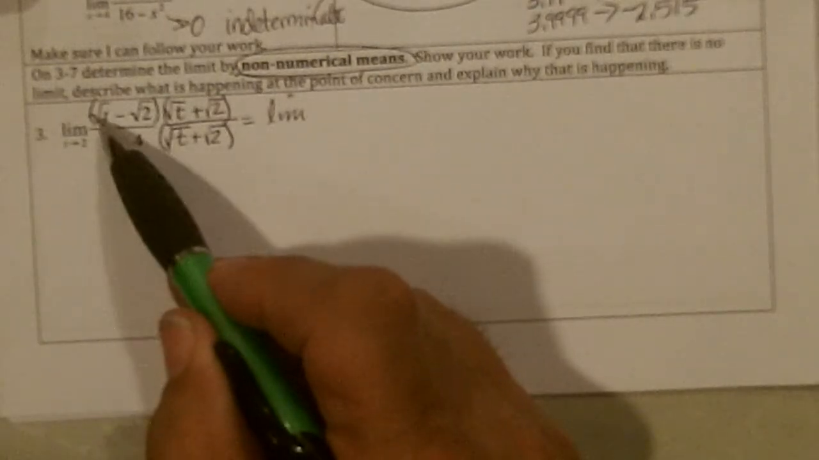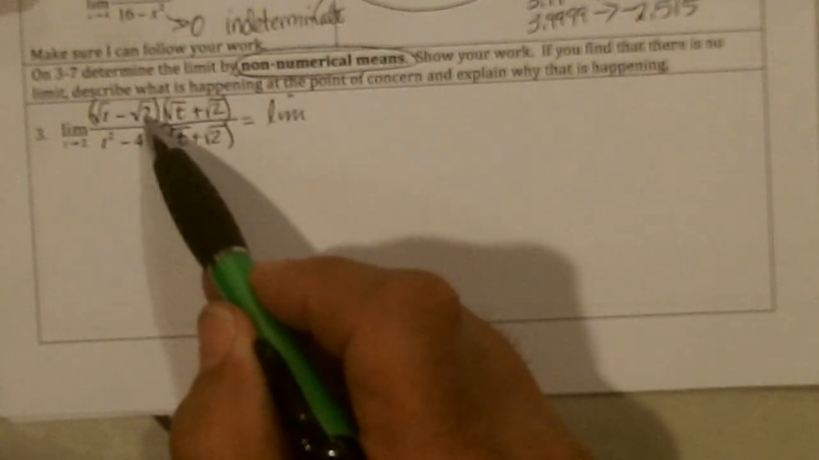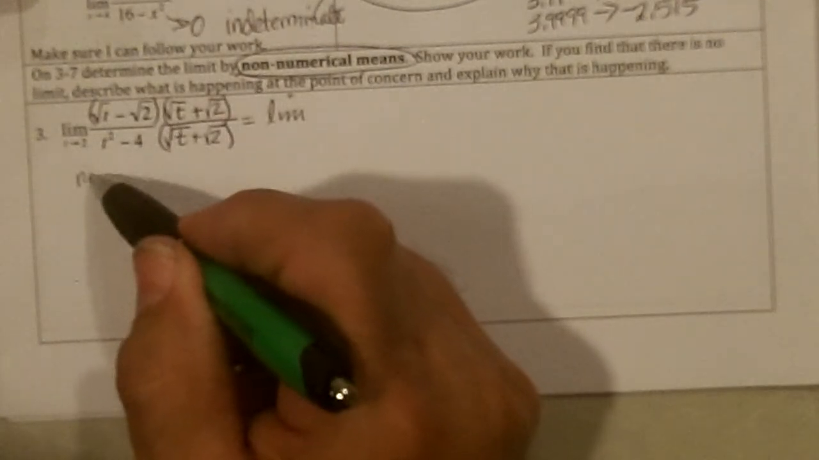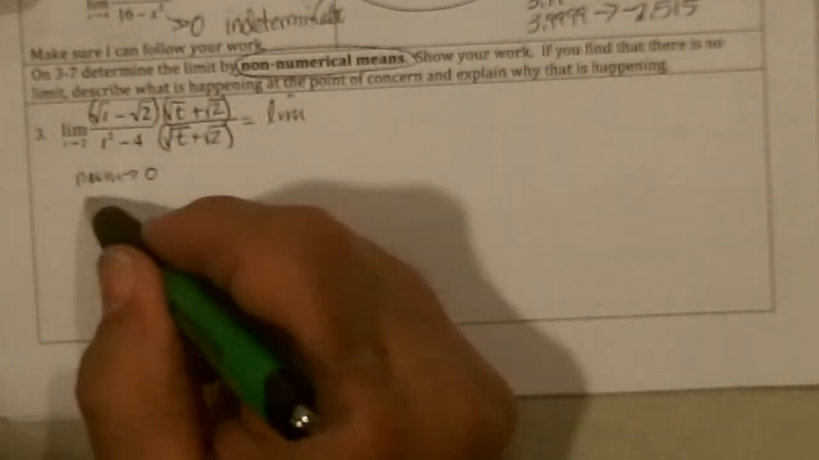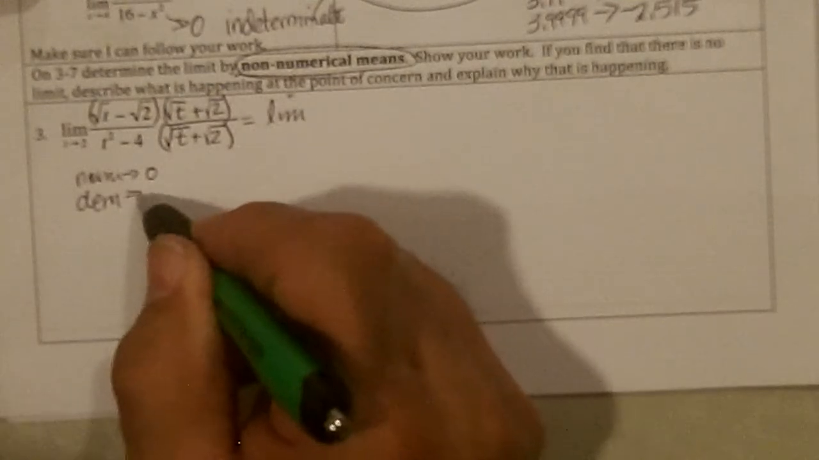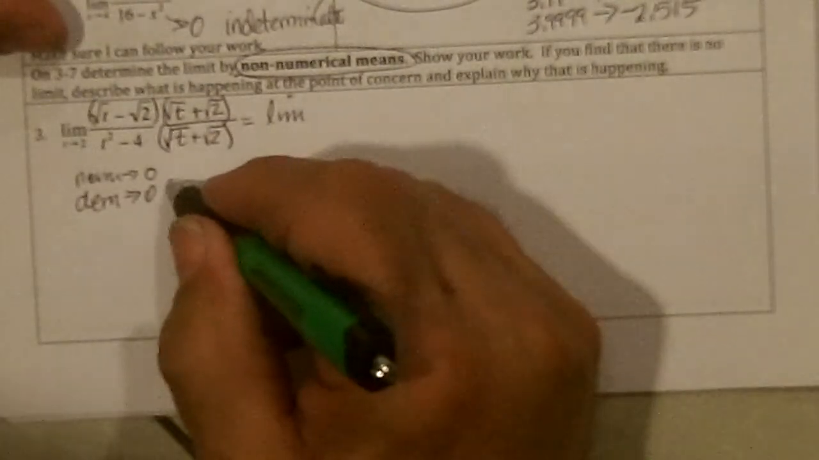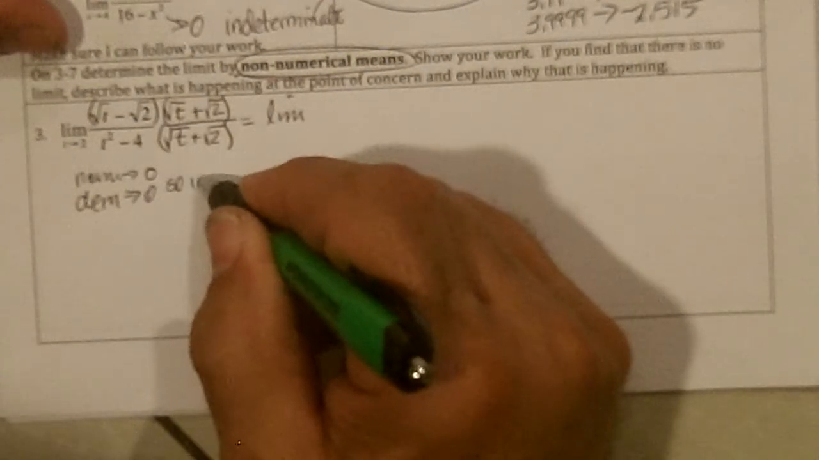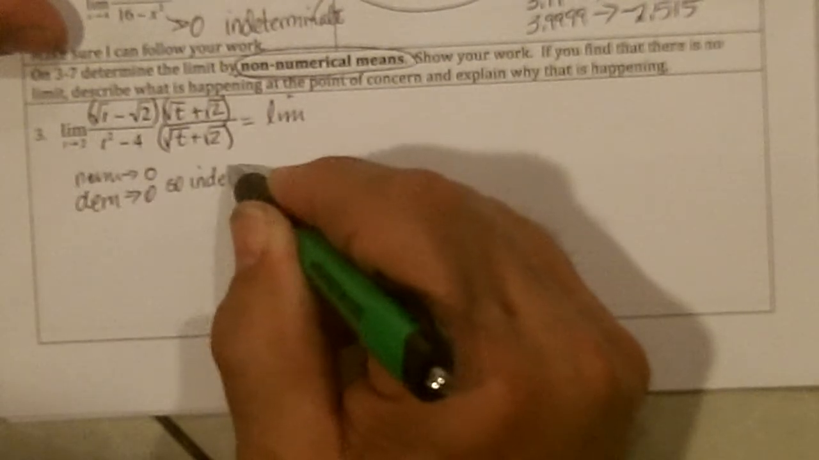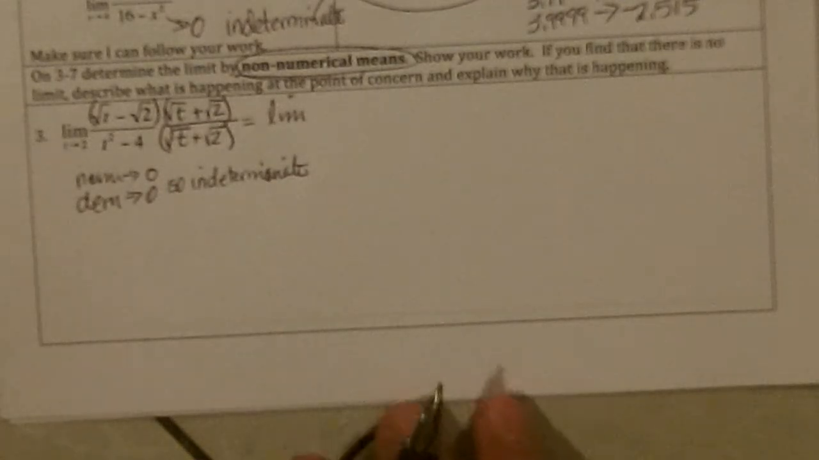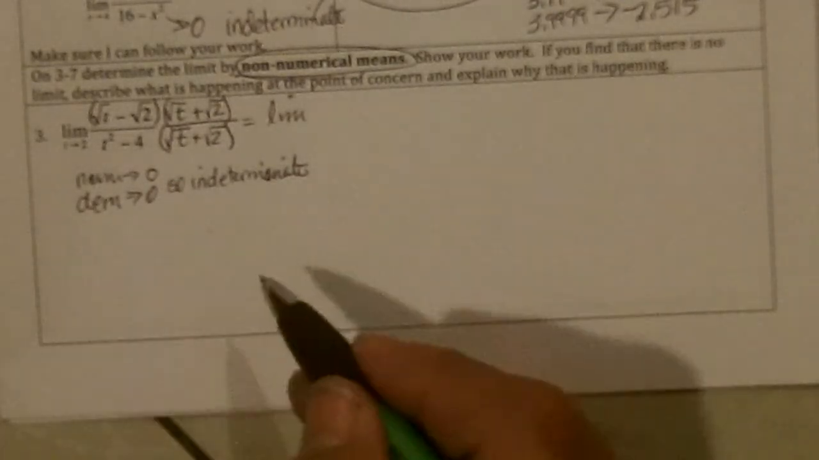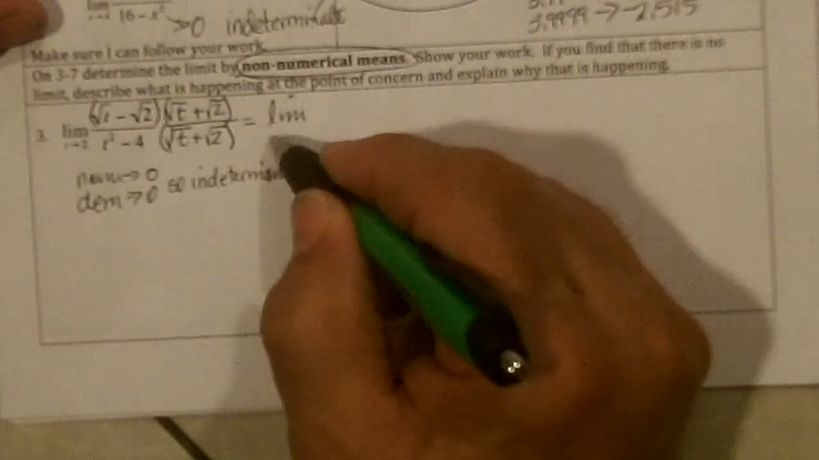So this becomes the limit. By the way, I should check and see if it's indeterminate. If I put 2 in, that would be square root of 2 minus square root of 2, which is 0. And if I put 2 down here, I get 4 minus 4. So the denominator goes to 0. So it is indeterminate. So now I can try to do some more work to see if I can determine it. Right now, we're not sure if we can determine it.